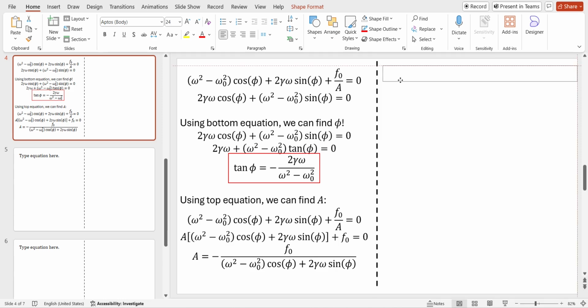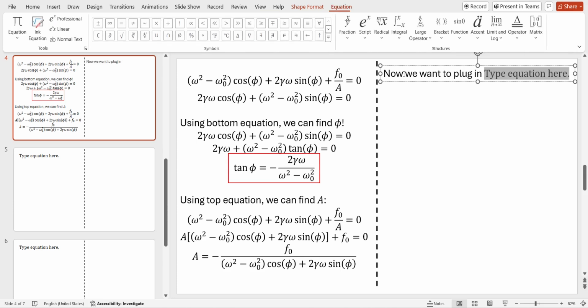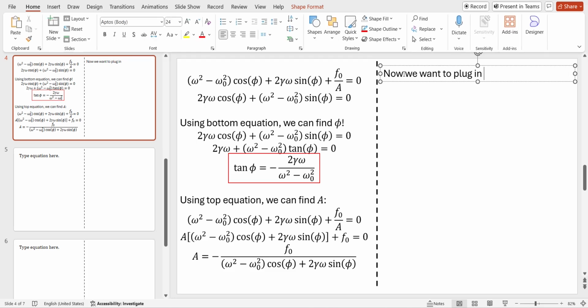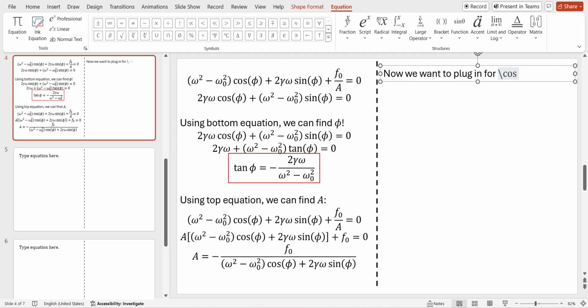So the only thing we have to do now is find what cosine phi and sine phi are. But we know what tangent phi is, right? So we can use that to find cosine phi and sine phi. Yeah, so now we want to plug in for cosine phi. And sine phi.